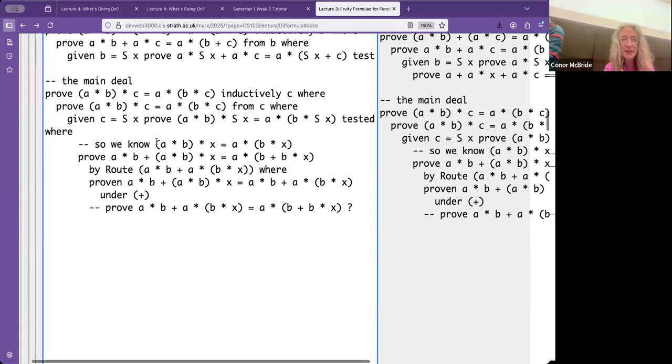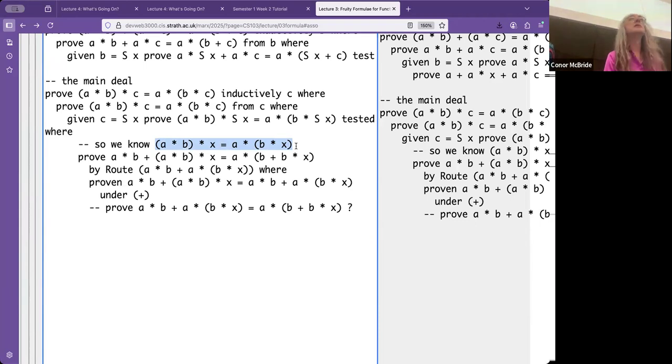Okay, so that in particular means we know this equation. Where did I get this equation from? I replaced C by X in the original goal. Everybody with me so far? Yes?